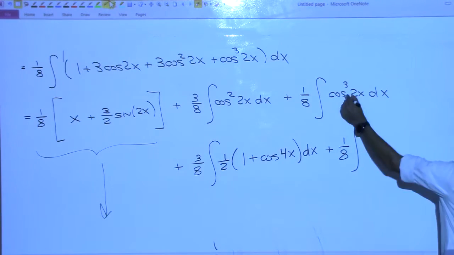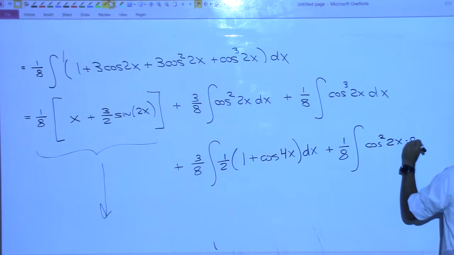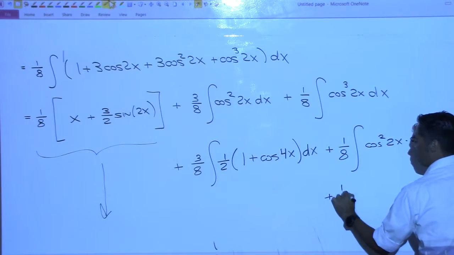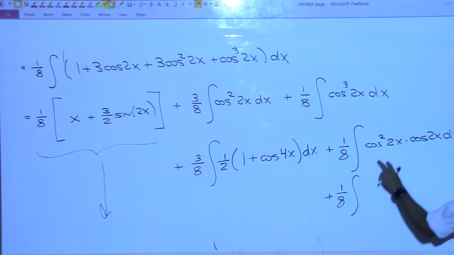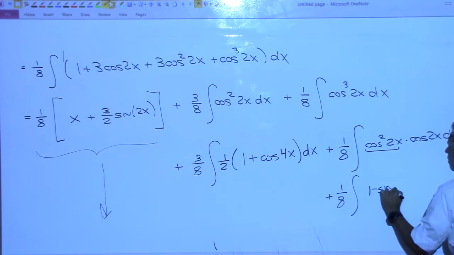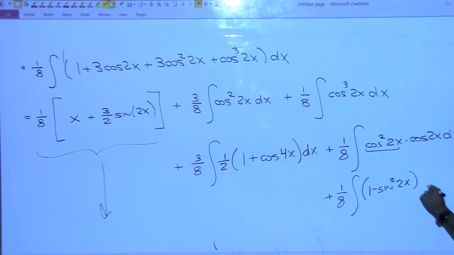So let me see if I can do this one. Cosine squared 2x times cosine 2x dx plus 1/8, and I'm rewriting this as what? 1 minus sine squared what? 2x cosine 2x dx.